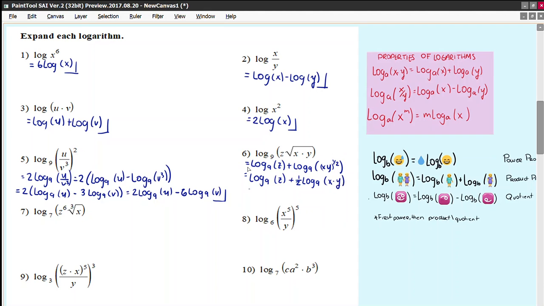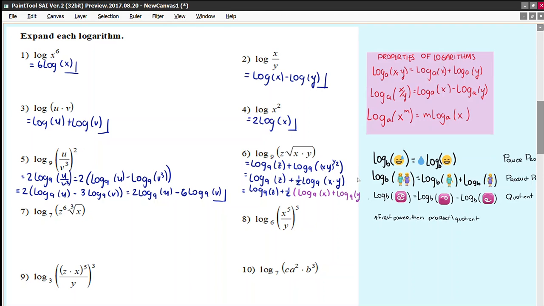Now, notice that again, this logarithm is already ready, but here I have a product inside my argument that if I want to expand, I know that I have to apply this property, the product property. So I'm going to apply it. And notice, because this 1/2 is affecting this logarithm, it's also going to affect the entire expansion of that logarithm. So this is logarithm base 9 of x plus logarithm base 9 of y.